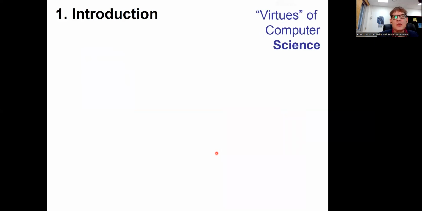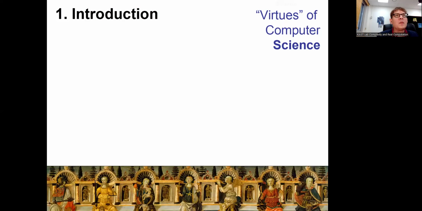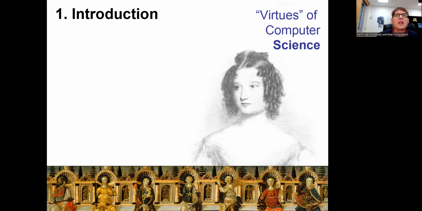And now we move on to talk about the virtues of computer science. And again, I'm going to illustrate that with examples and anecdotes. So here you see a picture of Ada Lovelace. Ada Lovelace is arguably the first programmer. She had to write programs for the analytical machine devised by Charles Babbage.